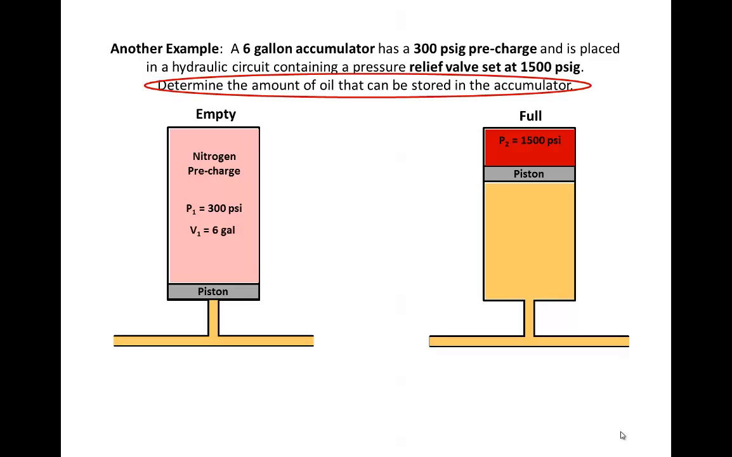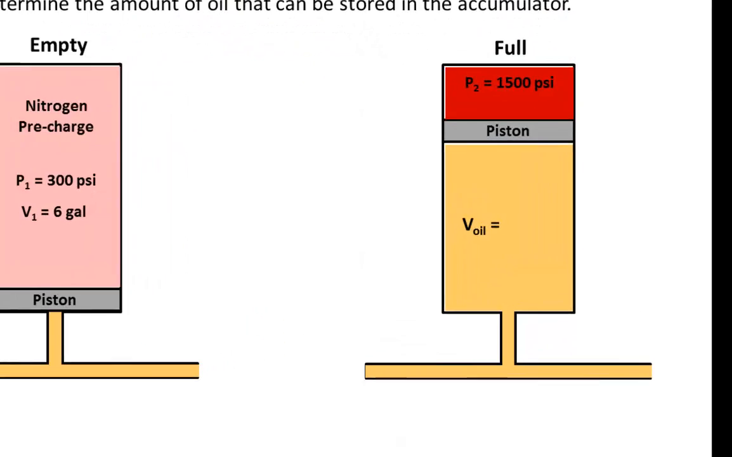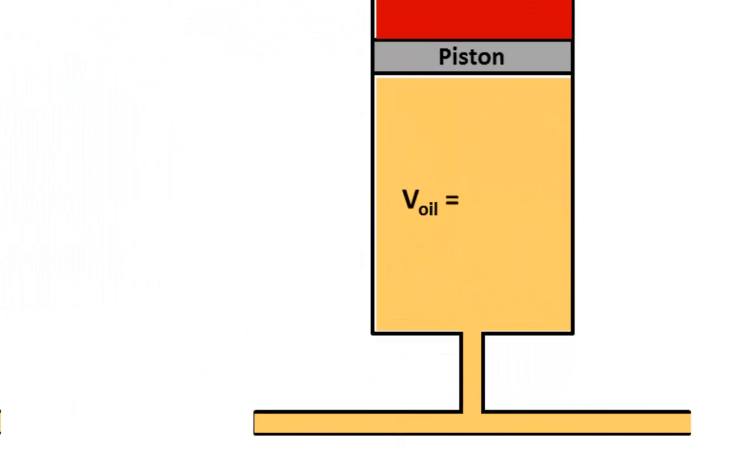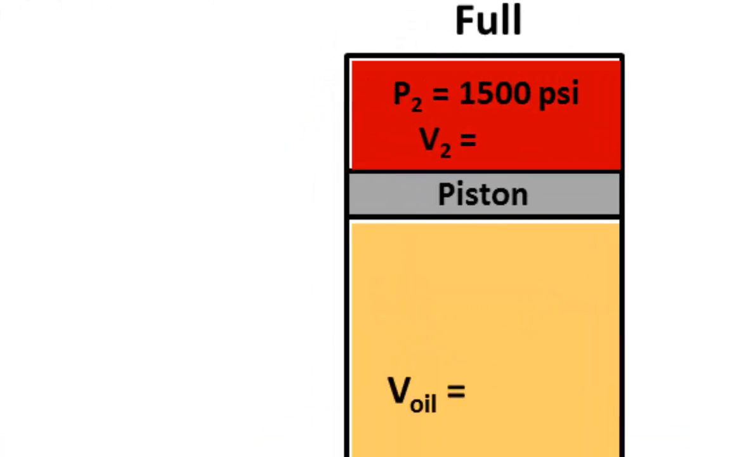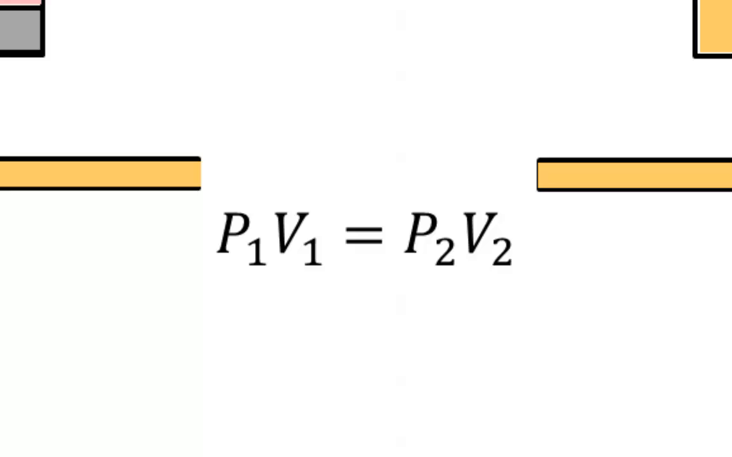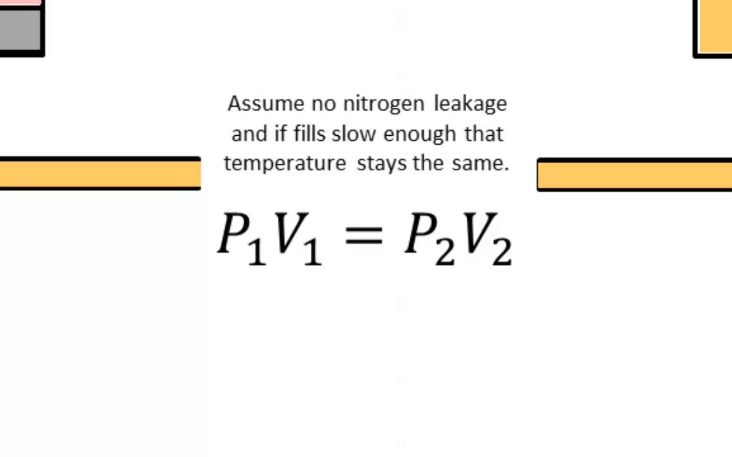The question asks us to determine the amount of oil that can be stored in the accumulator, this volume here. We can't calculate that directly, but we can calculate the volume of the compressed nitrogen using the ideal gas law. And this equation, remember, makes the assumption that no nitrogen leaks out and that it fills slow enough that the temperature stays the same. So this is the isothermal assumption.